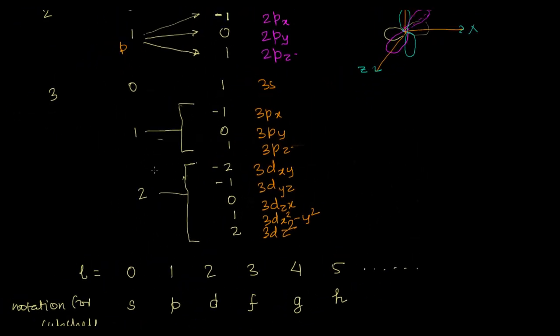So what happens for a given L, whatever is the value of L, you have how many magnetic quantum numbers? M, the number of magnetic quantum numbers is equal to what happens? It is 2L plus 1 in number. See, if L is 1, this is 3. 2L plus 1, correct? If L is 2, that is 2 into 2 plus 1, that is 5.